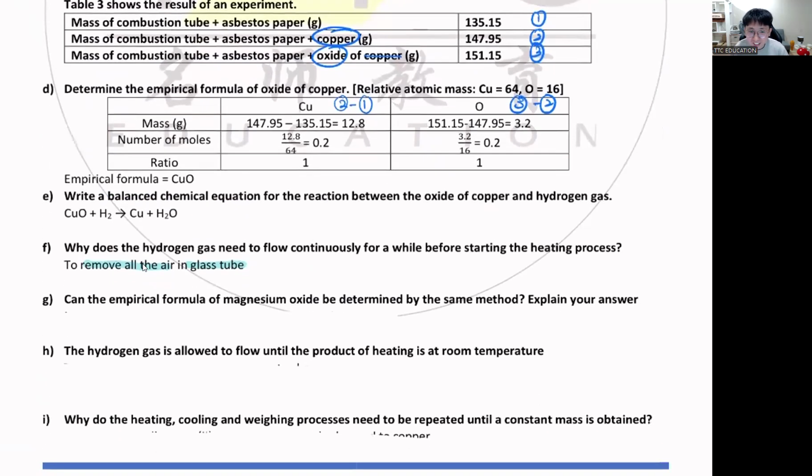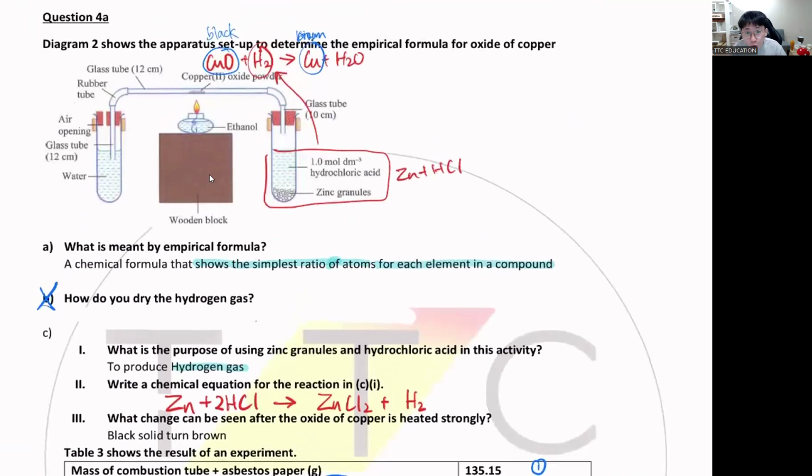Okay. Can the empirical formula of magnesium oxide be determined by the same method? Means can this method be used for MgO? The answer is no. This is why we need two experiments. If MgO can be used in this experiment, why do we need another experiment? So these two experiments, MgO and CuO, cannot be interchanged.